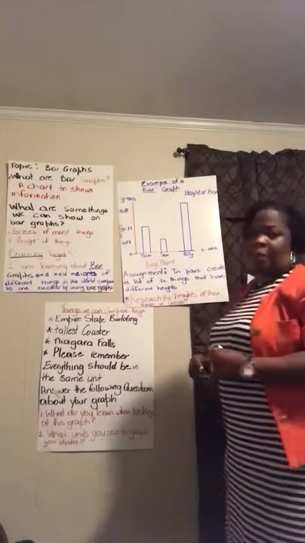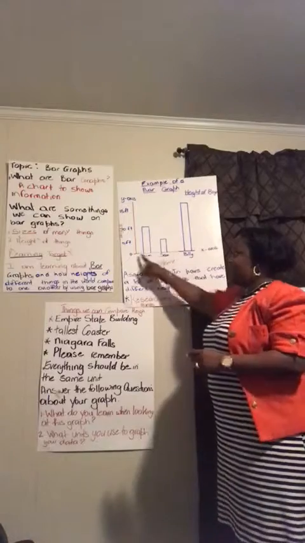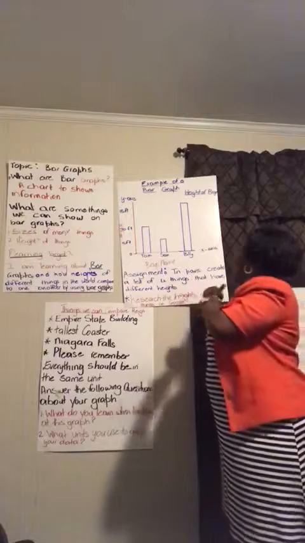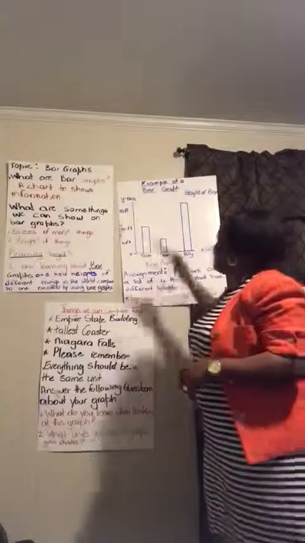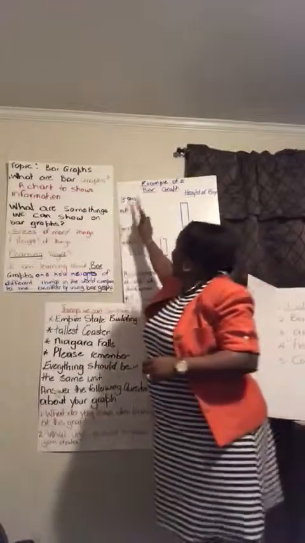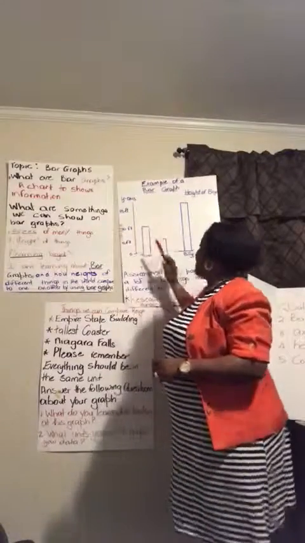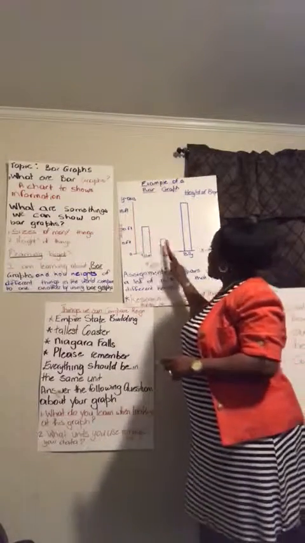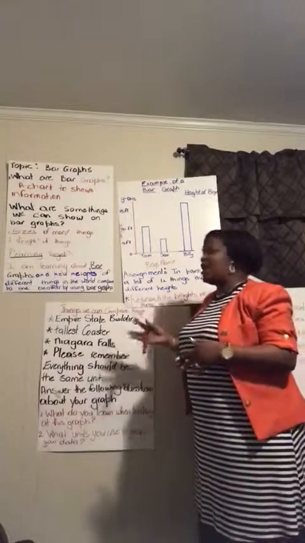Let us examine our bar graph. This horizontal line goes from side to side. It is called our x-axis. And this vertical line here is called our y-axis. This is where we're going to put the numbers. And this is where we're going to put the names of the boys. So here we see the bars. As the name suggests, bar graphs.